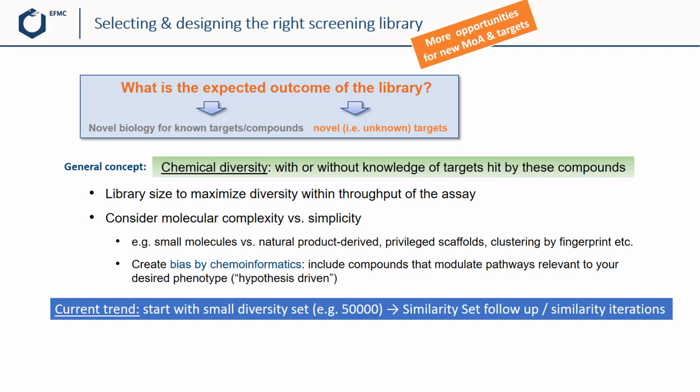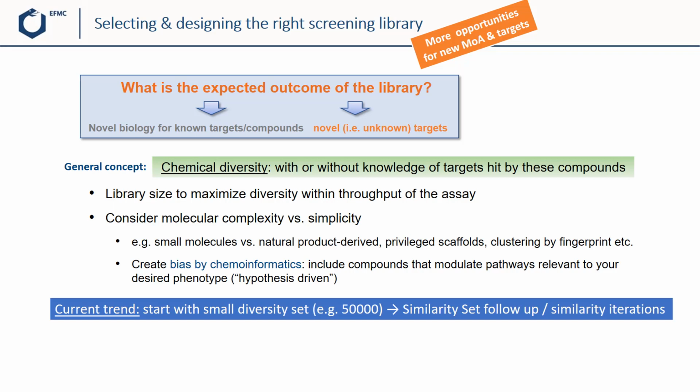Factors like simplicity and complexity of the compounds can play a role in the follow-up of the screen, and compound sets can be designed using various criteria, for example, including privileged scaffolds or similarity cluster distribution within the set. Another point to make is that depending on your knowledge about the pathways leading to the phenotype, you can actually create bias by chemoinformatics and include compounds that should modulate pathways relevant to your desired phenotype. This is also sometimes referred to as hypothesis-driven library design.